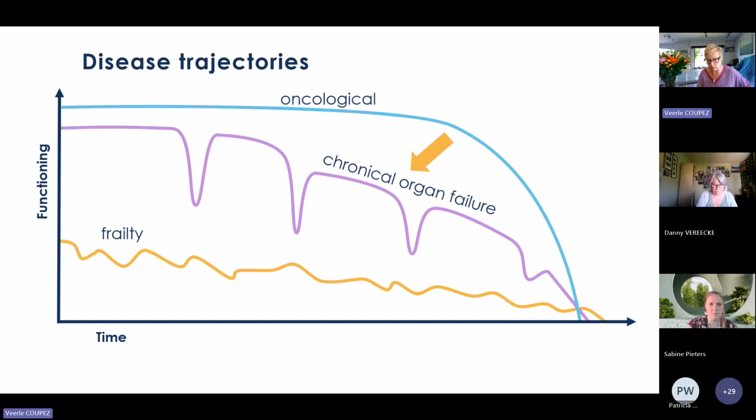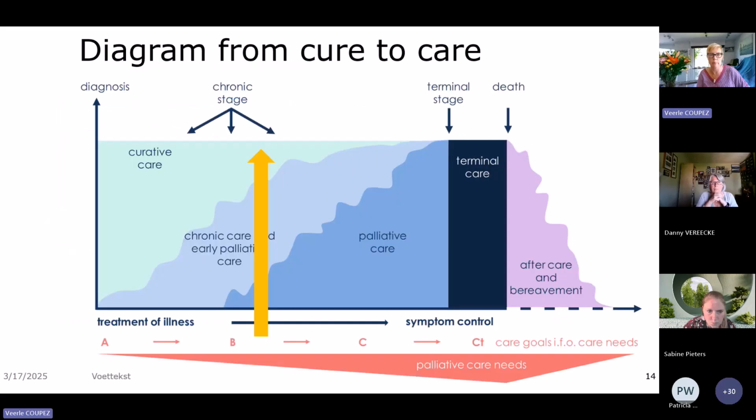Yes, I see the answers coming in. Chronic organ failure, that's right. It's COPD. So it's chronic organ failure. He's just diagnosed, so he's probably at one of the first exacerbations you see here. He will get better, but will not be as good as he was up till the next exacerbation and so on. So we know what to expect in the following years. If you want to put him on this diagram, where would you put him?